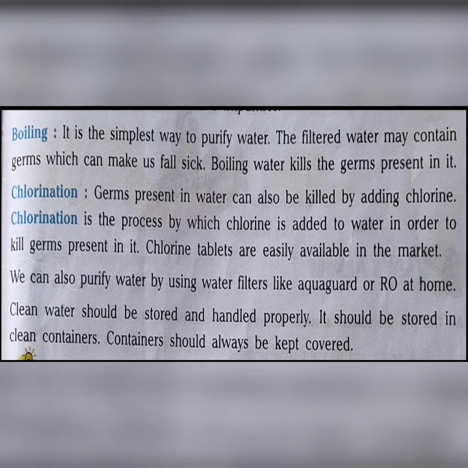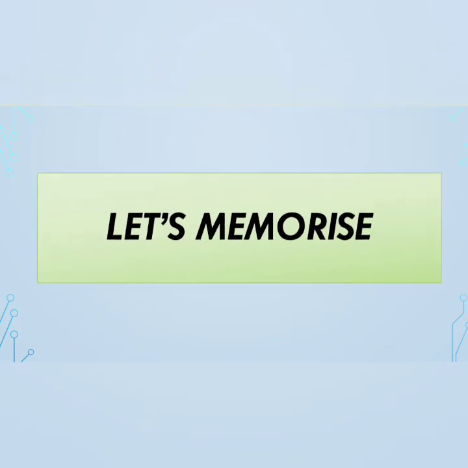Why shouldn't we waste water? Because the amount of potable water, that means drinking water, on the earth is very less. So we should not waste water. Yes, and with this the explanation of this chapter is over. Now let us memorize some terms related to this chapter.